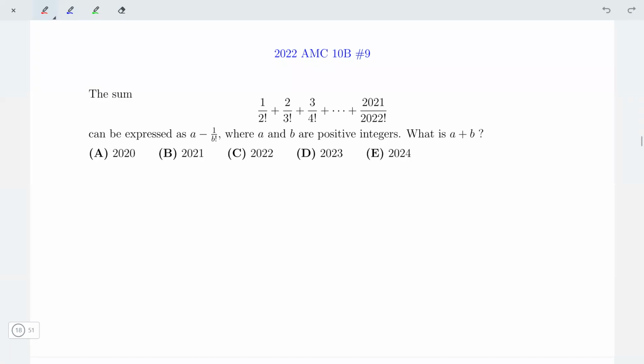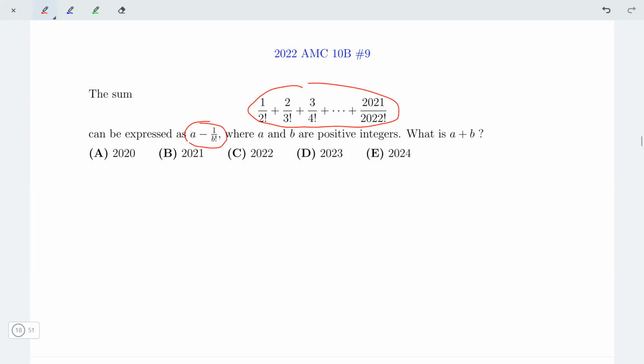The following sum can be expressed as (a minus 1) over b factorial, where a and b are positive integers. What is a plus b? So we have a huge sum here with 2,000-something terms. And when I express this, it's just a difference of two terms only, right?